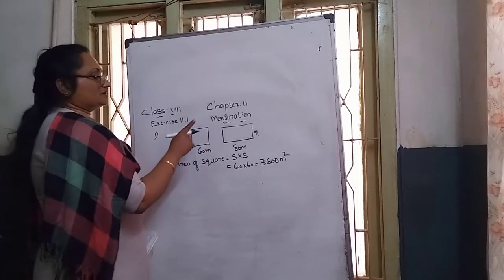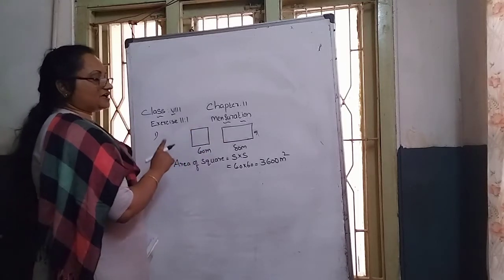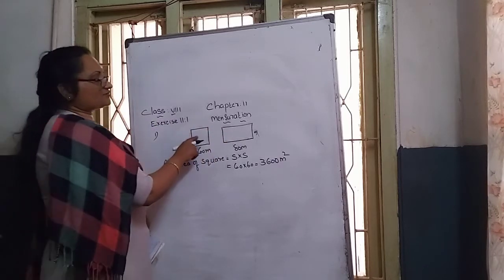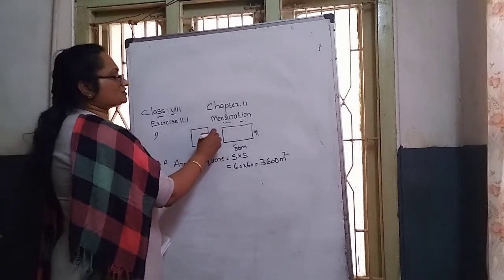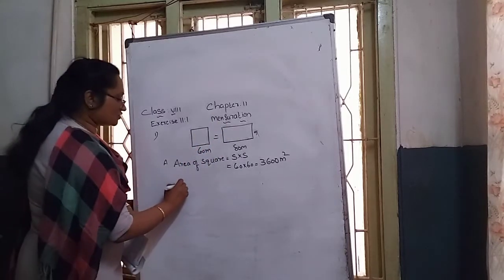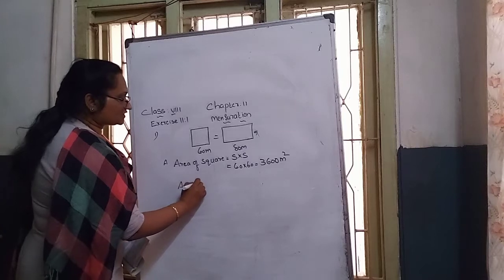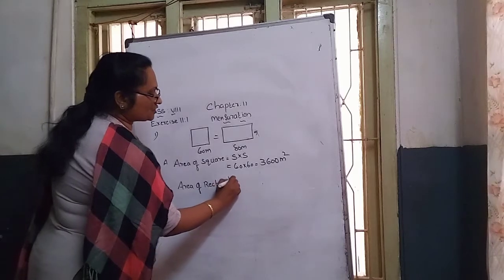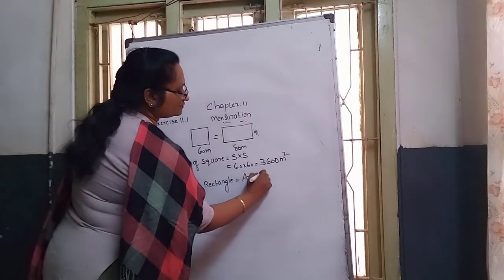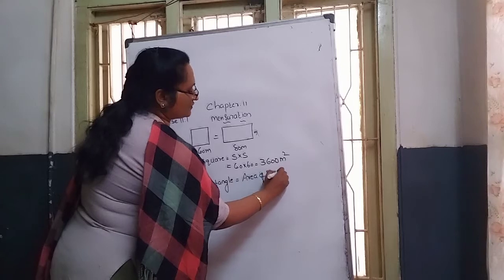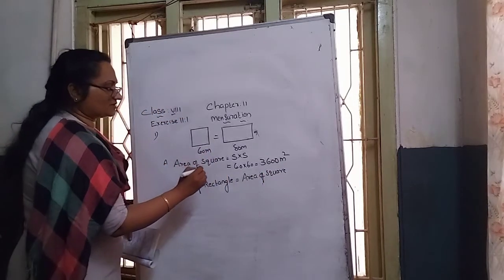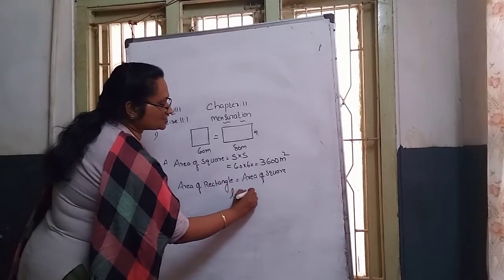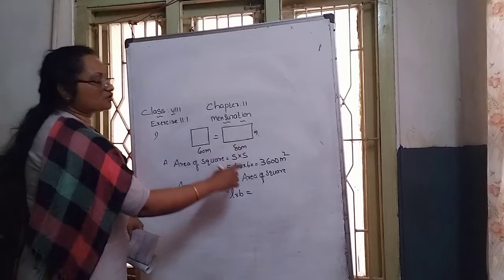Next, the area of the square and the area of the rectangle are equal. In this question, the area of the square is equal to the area of the rectangle. So we can write: the area of the rectangle is equal to the area of the square. What is the formula for finding the area of a rectangle? Length into breadth is the formula. That is equal to the area of the square. How much do we have?